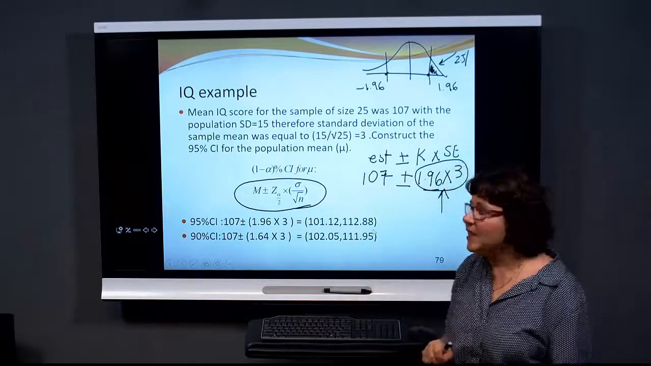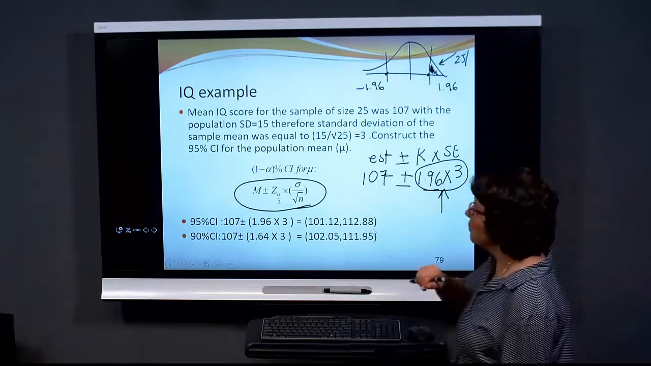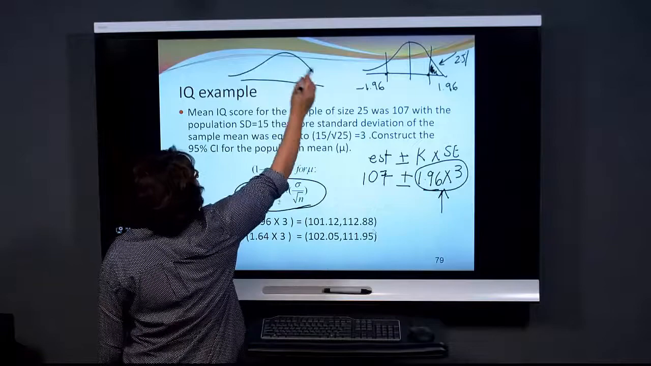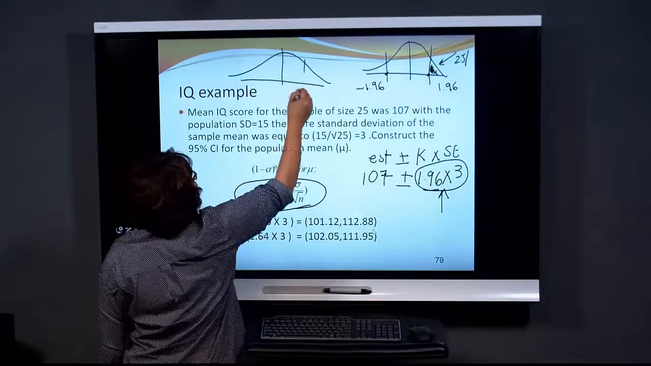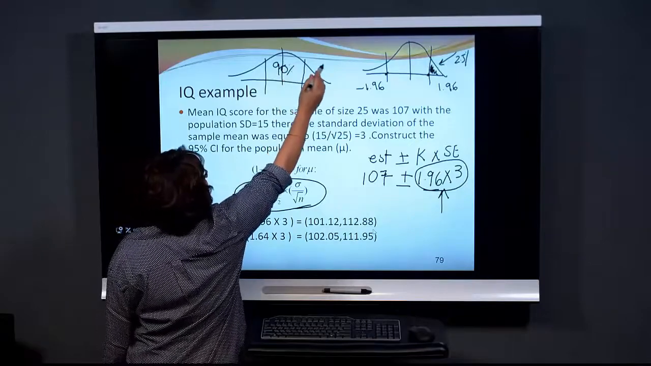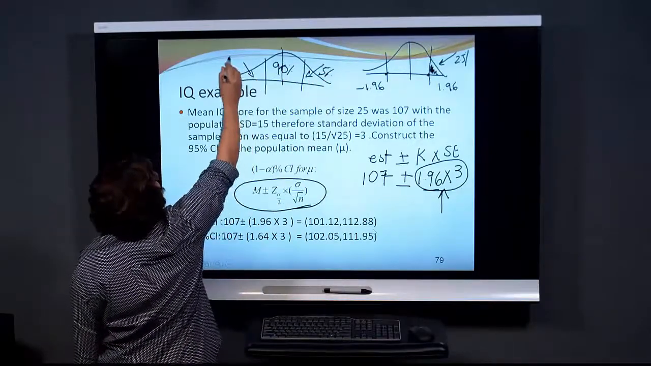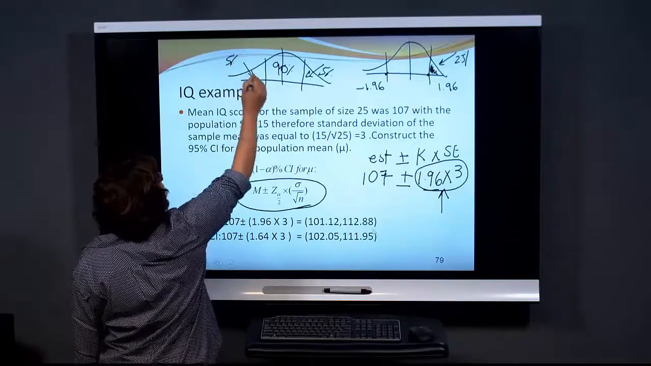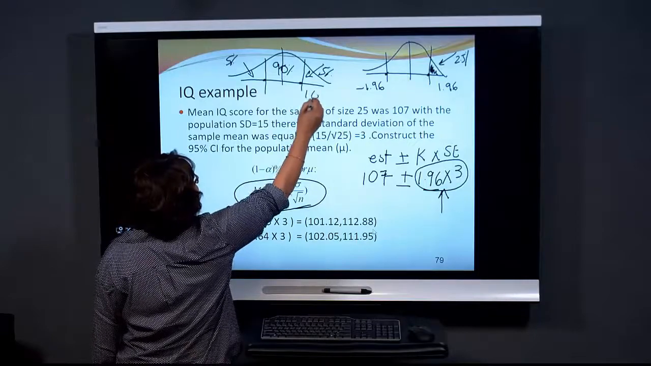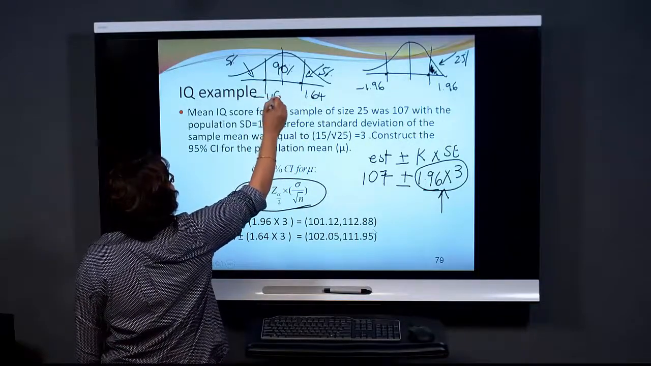You will learn it. And then if I'm doing a 90% confidence interval, it means that the area here is 90%, so here is 5%, and here is 5%. And therefore, these two would be 1.64 and minus 1.64. All right?